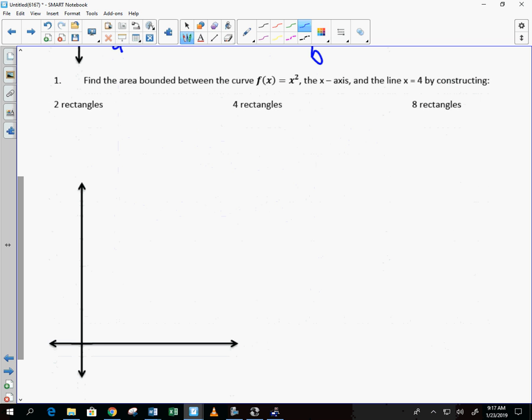It says find the area bounded beneath the curve y equals x squared, the x-axis, and the line x equals 4 by constructing 2, 4, and 8 rectangles. So you're going to have to construct a function, x squared. This is bounded by the x-axis, which is right down here, and the line x equals 4, which is right here.